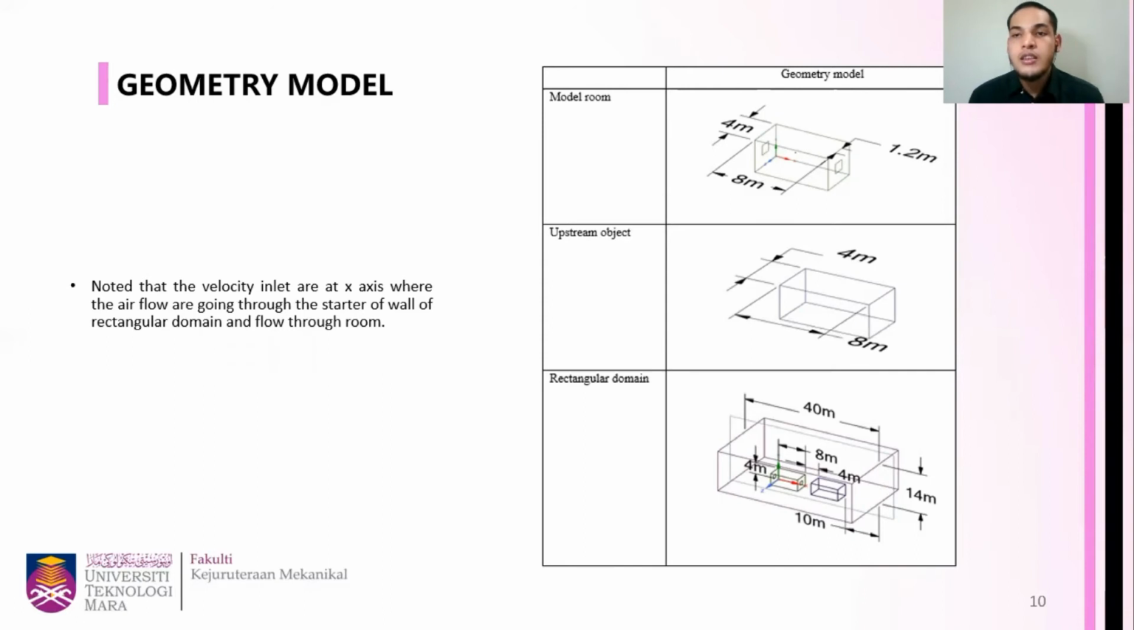As you can see in this figure, these are the dimensions for the model room and upstream object, and we have created an enclosure for this model room and upstream object on the outside, which is called a rectangular domain. Note that the velocity inlet is at the x-axis, where the airflow goes through the starter wall of the rectangular domain and flows through the room.